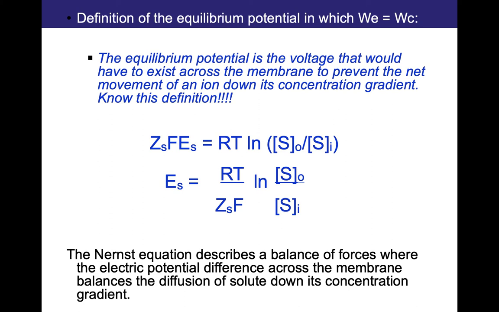So let me just erase this. All right, this is how we would set it up. Equilibrium potential for chloride is going to be equal to 8.3 joules per mole Kelvin. Temperature is still the same, 310 Kelvin. Over what's the Z? Negative 1. That's absolutely right. Negative 1 times 96,500 coulombs per mole. And in this case, it's going to be the natural log. What's the concentration outside? 155. And inside? 40. Thank you.